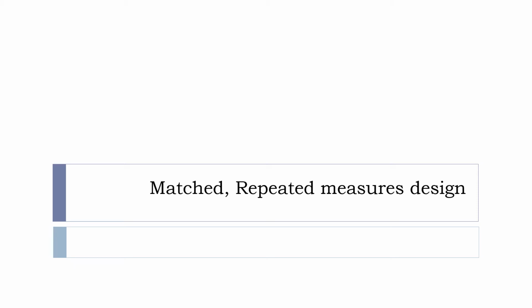Okay, so what we're going to do next is talk about some alternatives when it comes to different types of designs. So far we've been talking about independent group designs. Now we're going to talk about matched and repeated measures designs.